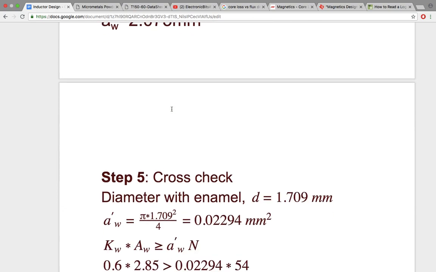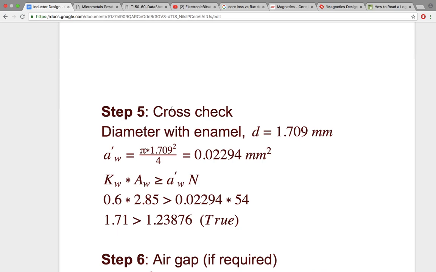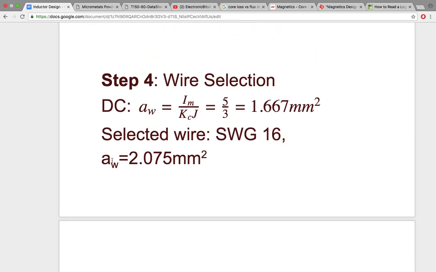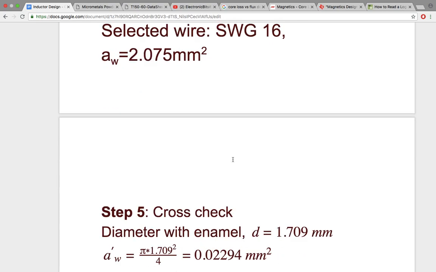Now we have to cross verify whether all the windings can fit into the core or not. For finding the cross sectional area of the wire, if you see here, this area whatever I have listed is the bare conductor cross sectional area.